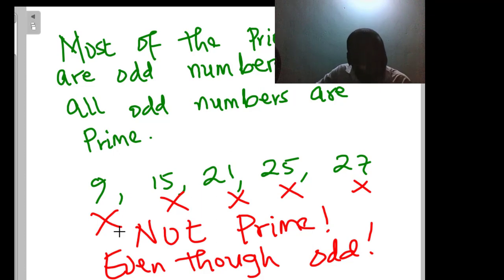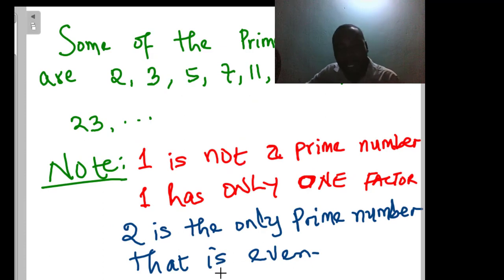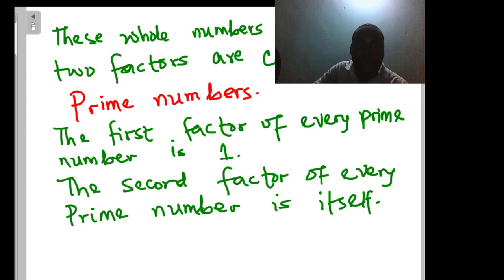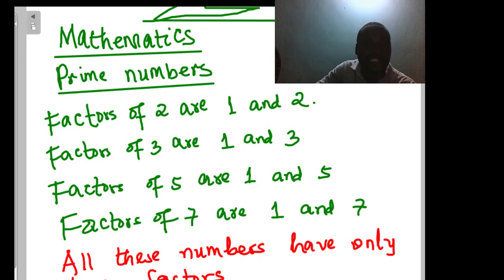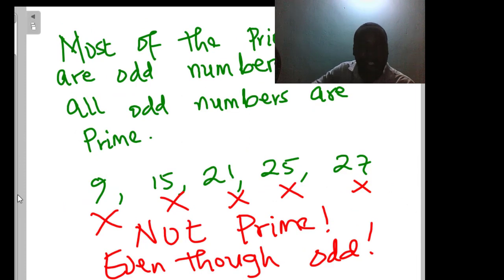Most prime numbers are odd numbers, but not all odd numbers are prime numbers. And 2 is the only prime number that is even. 1 is not a prime number, and prime numbers are whole numbers with only two factors. So the first factor of every prime number is 1. The second factor of every prime number is itself. So that is all about prime numbers.